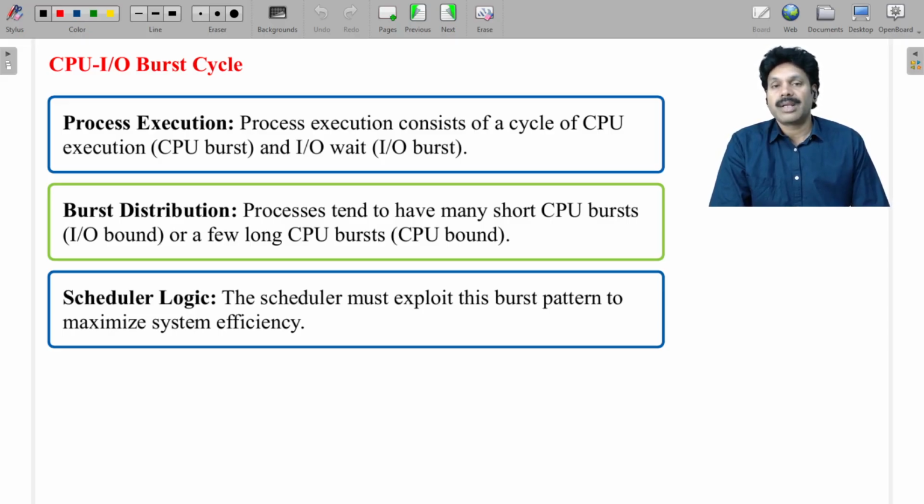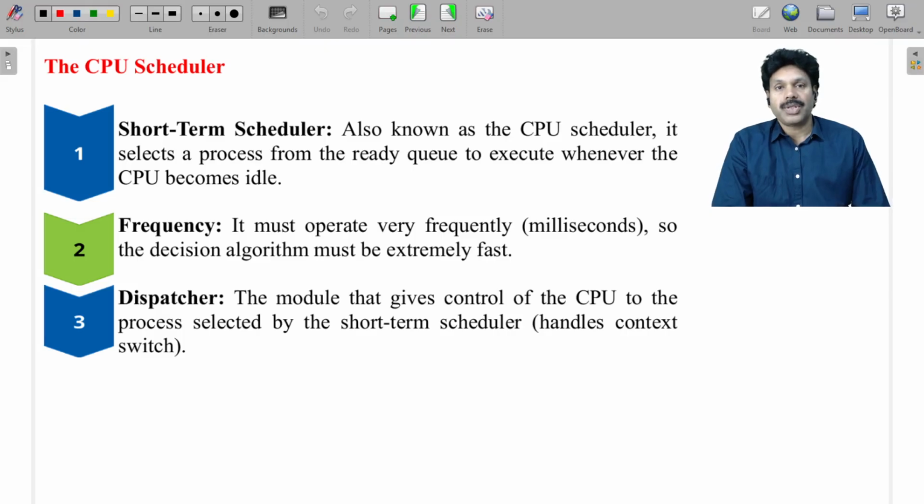Total burst time includes CPU time plus IO time. But whenever we do CPU scheduling, IO time may be overlapped with the CPU time. So process execution is the combination of CPU burst time and IO burst time. The CPU scheduler, also known as the short-term scheduler, picks the process from the ready state and dispatches it to a run state.